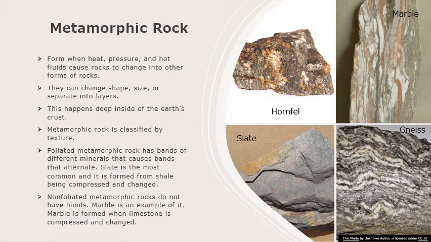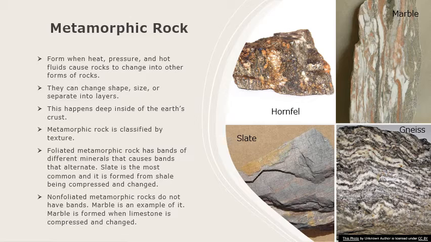Metamorphic rock is classified by its texture. Foliated metamorphic rock has bands of different minerals. So if you look at the gneiss and even the slate and the marble, you see different bands of different minerals. These bands are alternating. Slate is the most common form, and it is formed from shale being compressed and changed. And shale was a type of igneous rock.